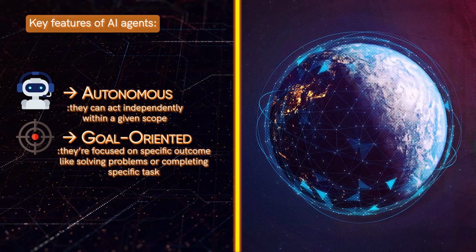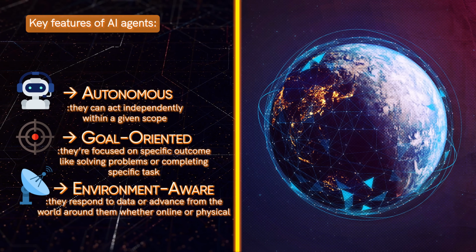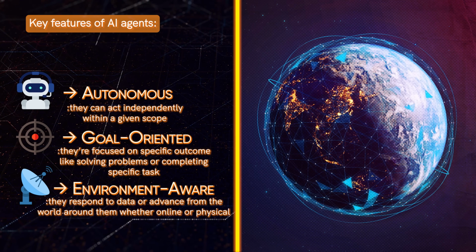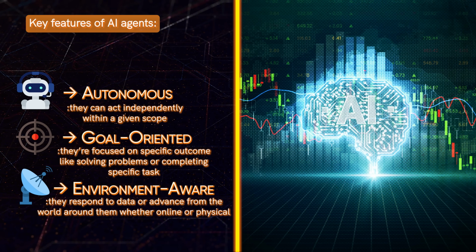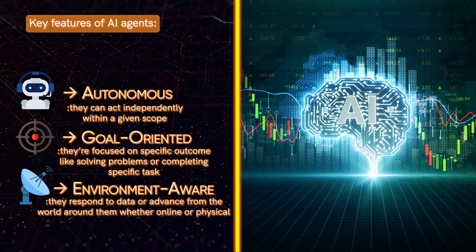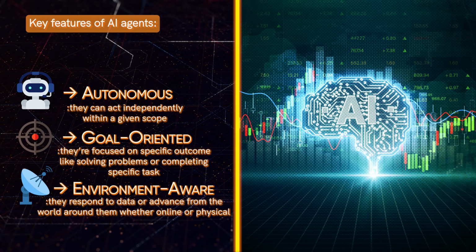Next, they are environment aware. That means that they respond to data or events from the world around them, whether online or physical. They can also store memory oftentimes, so they know what you asked them to do previously and any information or context you've provided. So that's a quick brief on what AI agents are, but now let's talk about how they work.